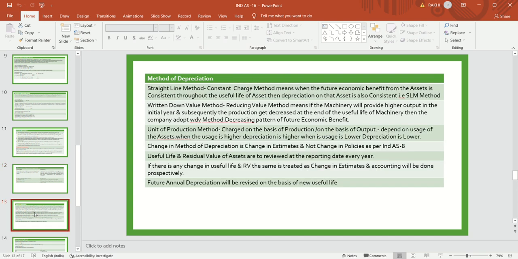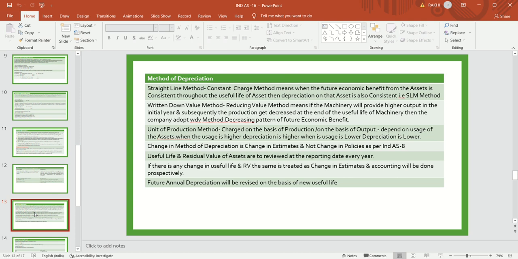Methods of depreciation. Depreciation is to be charged in three ways: straight line method, WDV method, and unit of production method. Straight line method means the depreciation is charged constantly over the useful life of the asset. Constant charge method means when the future economic benefit from the asset is consistent throughout the useful life of the asset, then depreciation on that asset is also consistent. That is the SLM method. Straight line method means constant charge method.